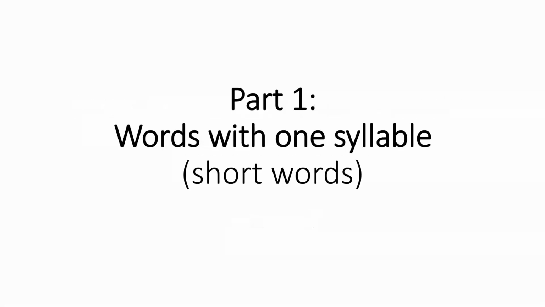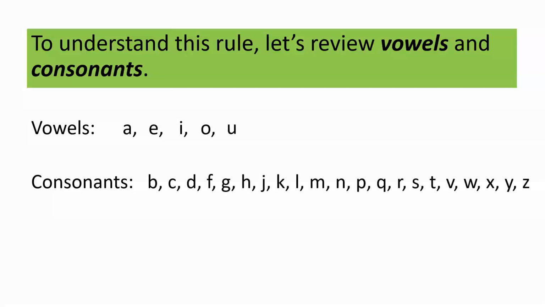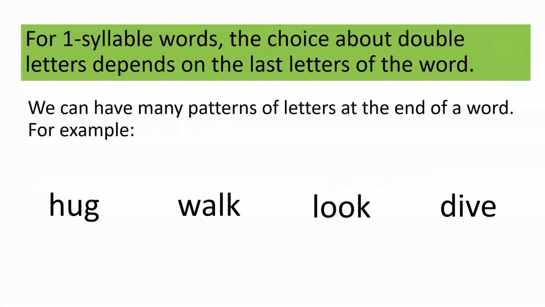Part one of this presentation is about words with one syllable or short words. So to understand this rule, let's review vowels and consonants. Vowels are 5 letters in English: A, E, I, O, and U. And consonants are basically all of the other letters. So you have to understand the categories of vowels and consonants to really understand what's happening here. For one-syllable words, the choice about double letters depends on the last letters of the word.